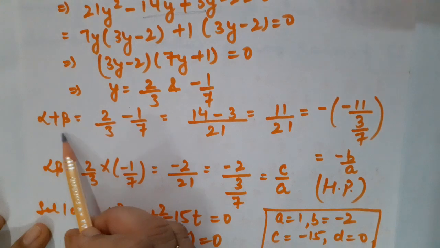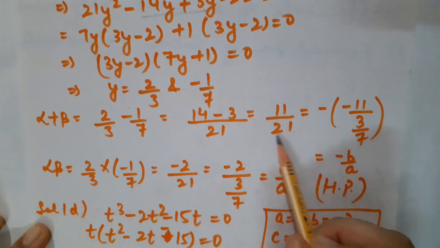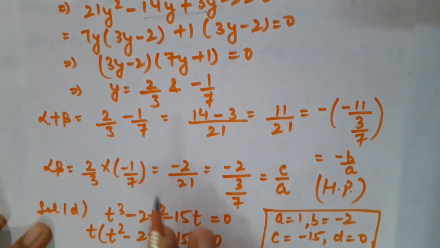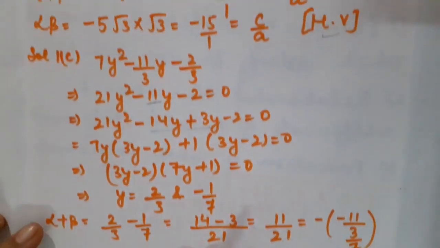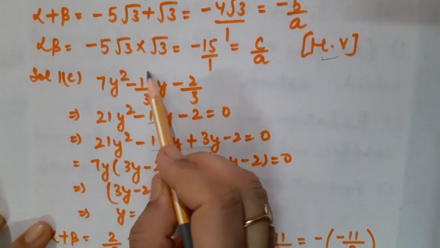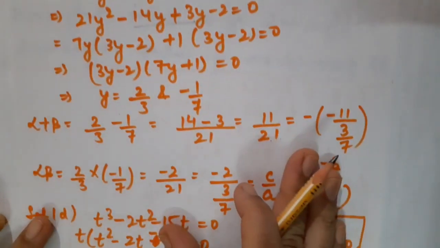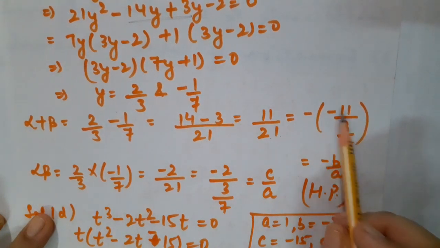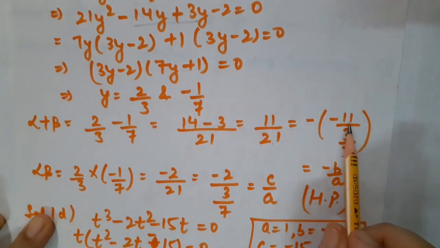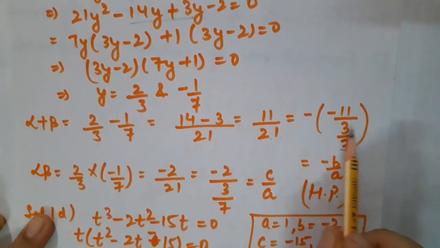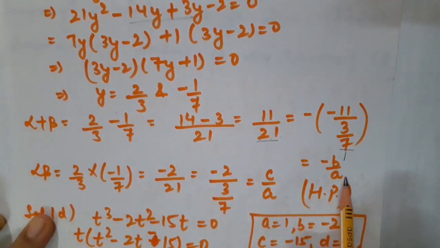Here, after adding both the zeros, I have got 11 upon 21. As I have to express this 11 upon 21 like minus b by a, it can be written as minus, here a is 7, b is minus 11 by 3, and c is minus 2 by 3. So I have written it like this: minus of minus 11 by 3 upon 7, because it will become 11 upon 3 into 1 upon 7, and 3 into 7 will ultimately become 21. So this is nothing but written in the form of b upon a.